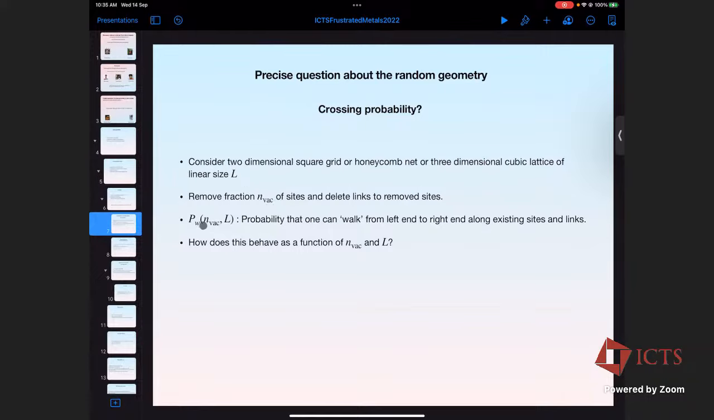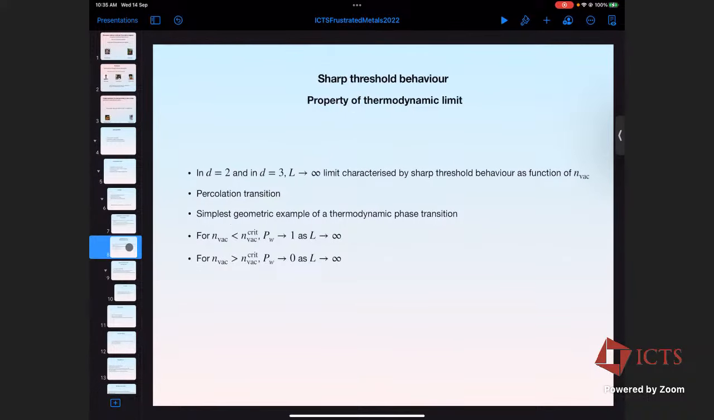How does this probability behave as a function of the dilution, n_vac, and L, the system size? And the answer, as I was saying, is that there's a sharp threshold behavior in the thermodynamic limit. This is a percolation transition, and it's the simplest geometric example of a thermodynamic phase transition.